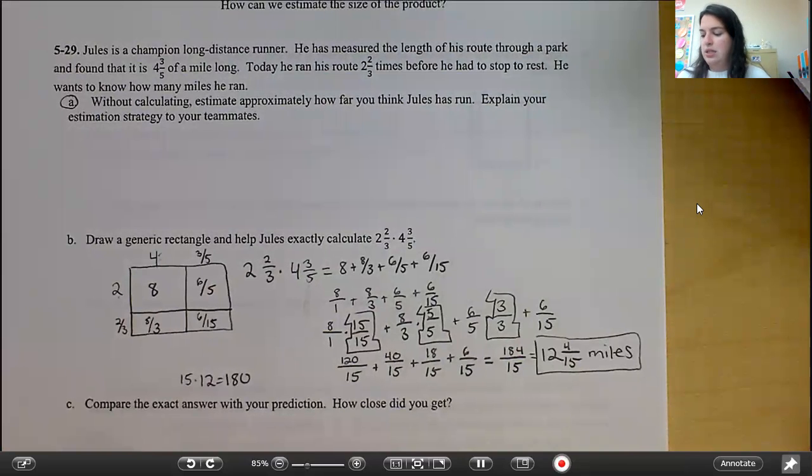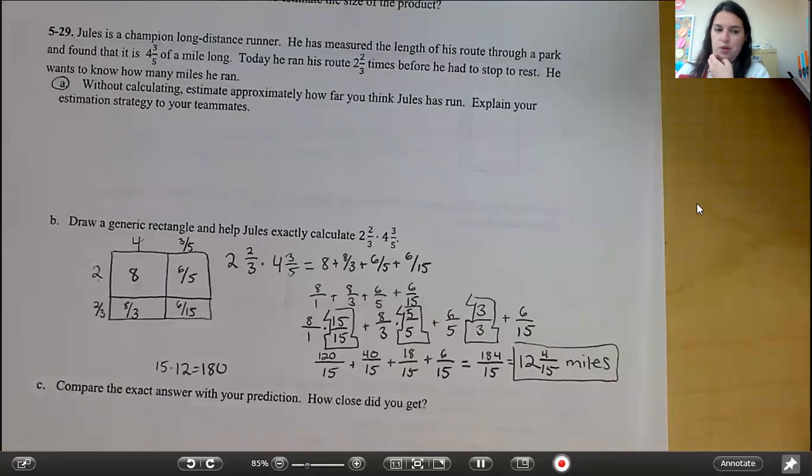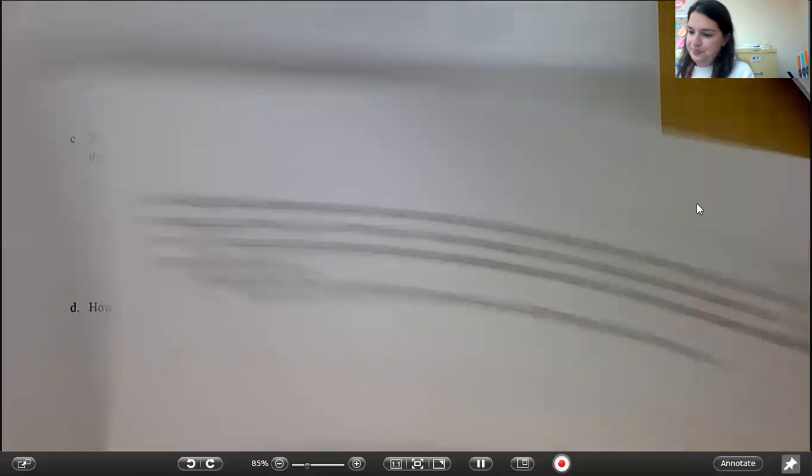C says compare the exact answer with your prediction. How close did you get? So that everyone's answer is going to be different there. So go ahead and pause the video and answer C. Okay, if you're back with me, you've answered C. We're going to turn to 531.